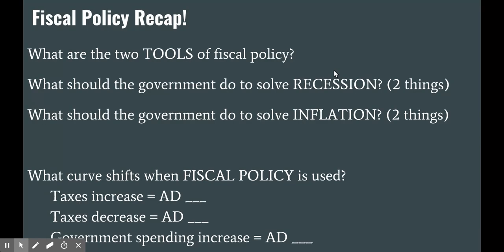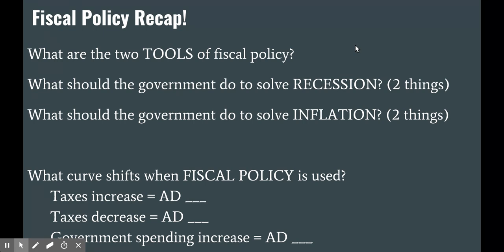So before we get jumping into monetary policy, we want to take a brief detour and recap fiscal policy. If you pause this and you can answer these couple of questions, then skip forward a couple of minutes. If you pause this and you can't answer them, then you'll want to listen in for this brief recap. And then on the next slide, I'm going to pop up a video that you can check out for a little bit deeper of a dive.